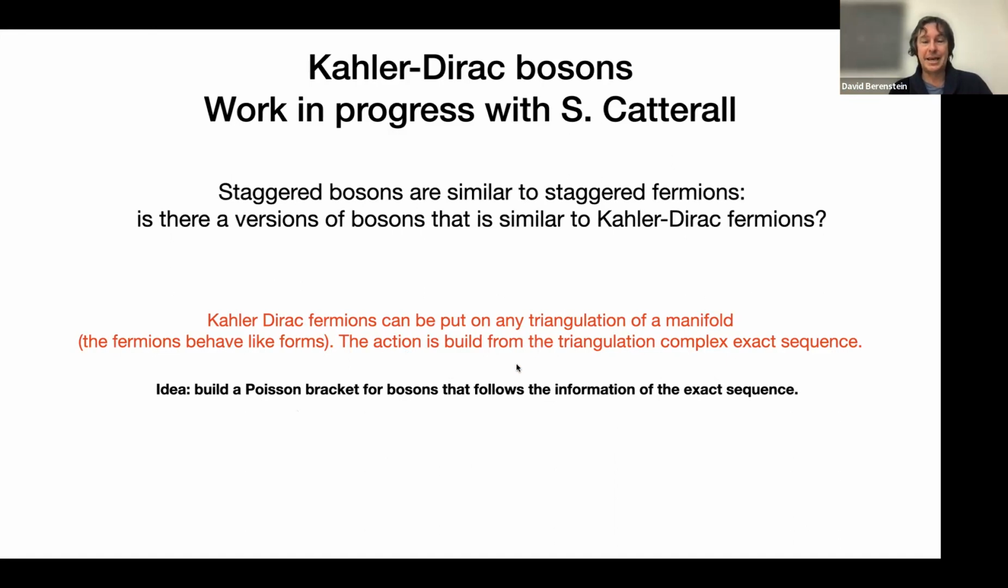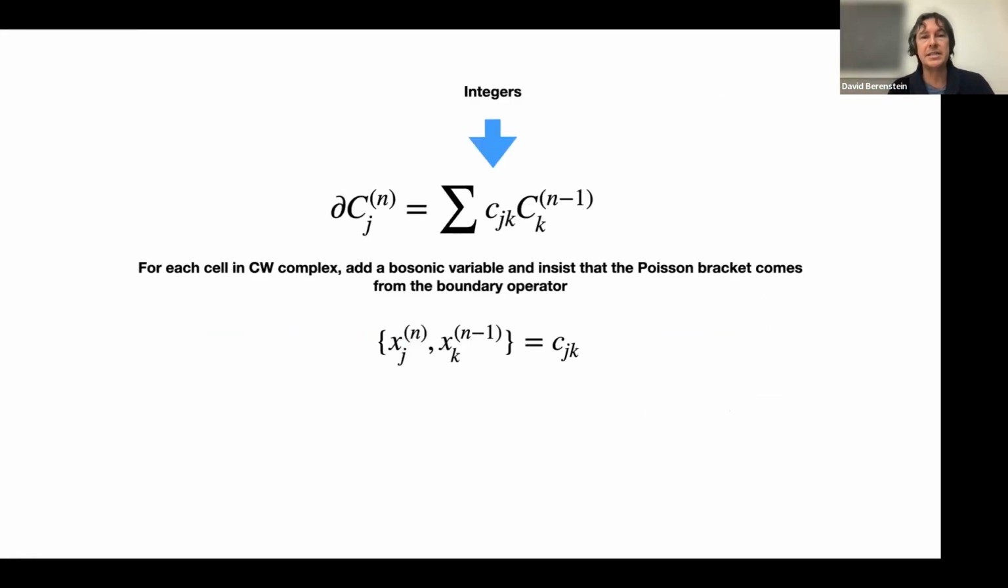So I'm going to basically say I have degrees of freedom on lattice sites, just like for fermions. And then instead of putting the information of the exact sequence on the kinetic term directly, I'm going to just dump it into the Poisson bracket. So what does that look like? Here's kind of the chain complex. You have a boundary of your chain complex. There's going to be some cells of lower dimension. There's going to be some integers.